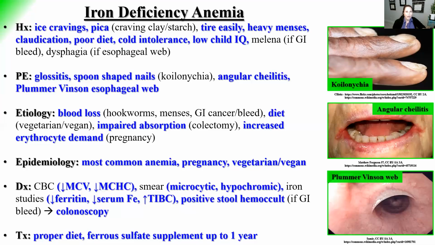They may also have a positive stool hemoccult if they have a GI bleed. So remember on these types of questions, don't ever forget to rule out GI cancer. If they have a positive hemoccult or they're late on their colonoscopy, always order a colonoscopy to be extra sure. Treatment for this is proper diet. You can give ferrous supplementation, and you usually need about a year of supplementation to get back to your normal levels. So make sure you know this one, it's commonly tested.